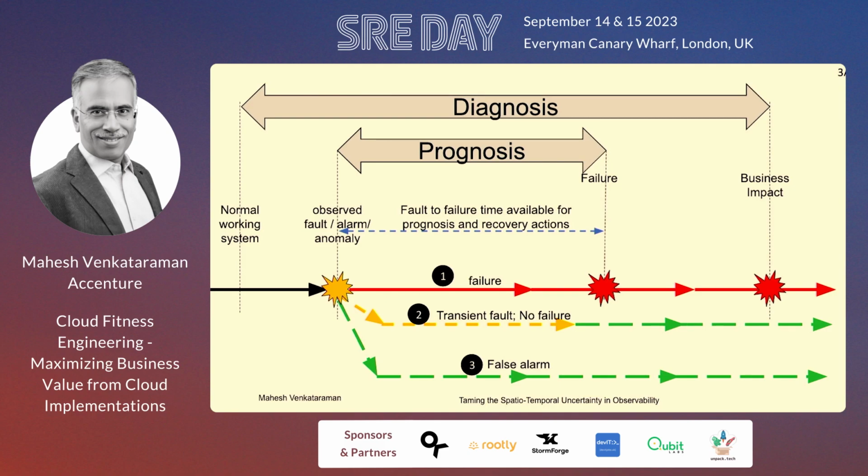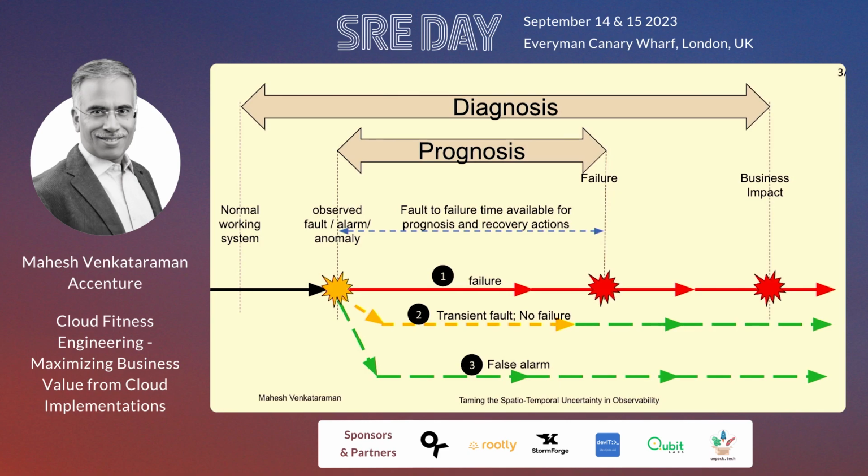One is the failure pathway. Other could be there's a transient fault and no failures. Third could be a false alarm. And if you go wrong, in fact, if you take action on a false alarm, that can cause problems. There is uncertainty in observability.